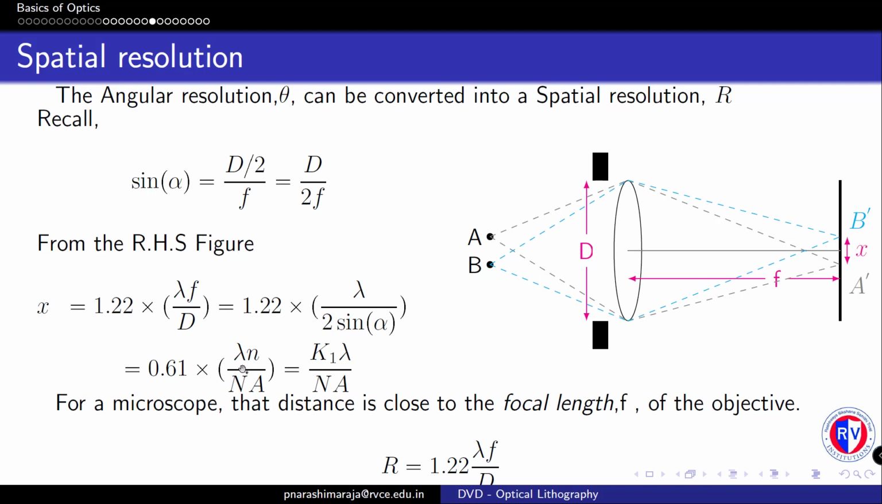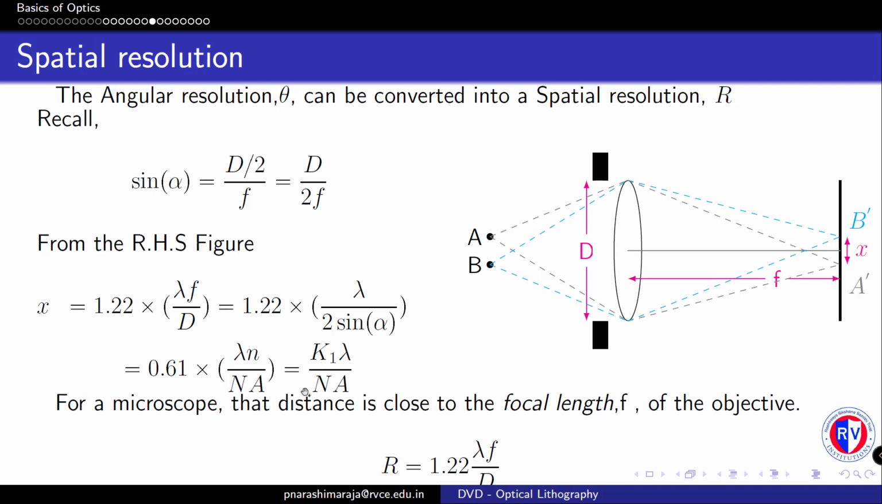And one can redefine these constants, that is 0.61 times the refractive index of the medium, as a constant which is given by the letter K1. Okay, so the value of x is nothing but the spatial resolution R, and that is what is being reproduced over here.